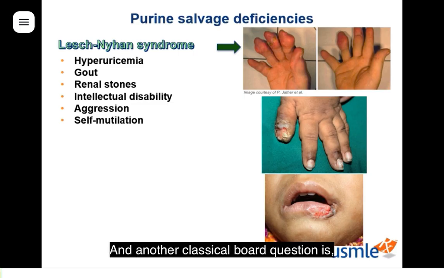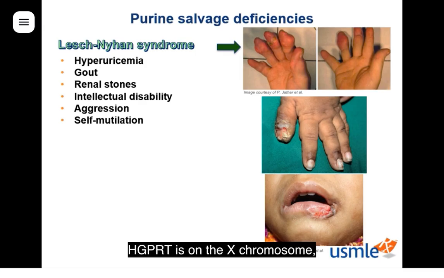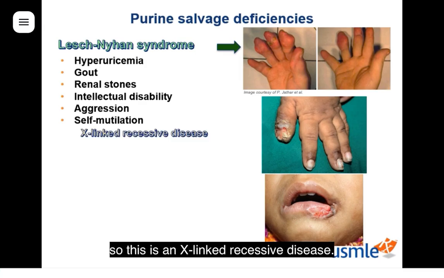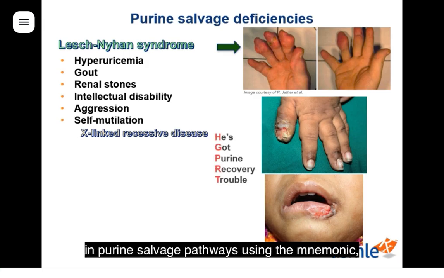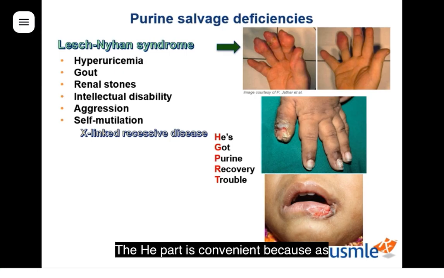And another classical board question is, what is the inheritance pattern of this disease? HGPRT is on the X chromosome, so this is an X-linked recessive disease. And you can remember that this gene is involved in purine salvage pathways using the mnemonic, "he's got purine recovery trouble." The "he" part is convenient because as an X-linked recessive disorder, you almost always see it in boys.